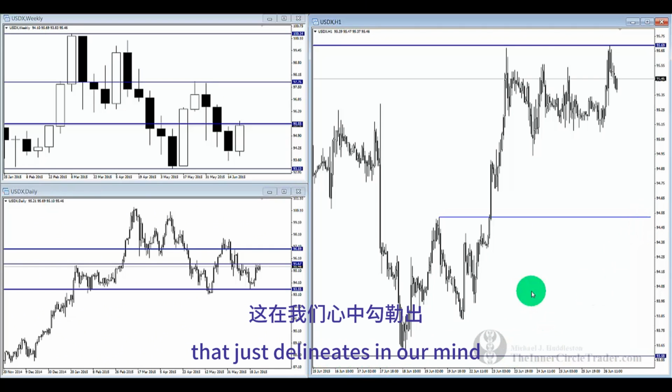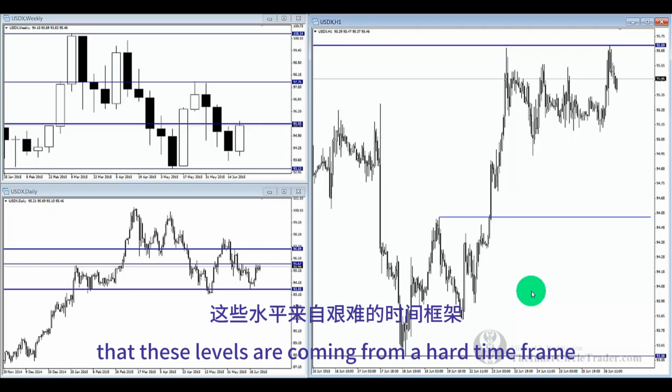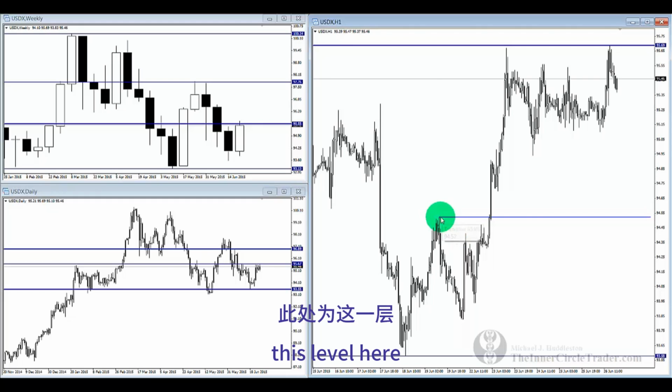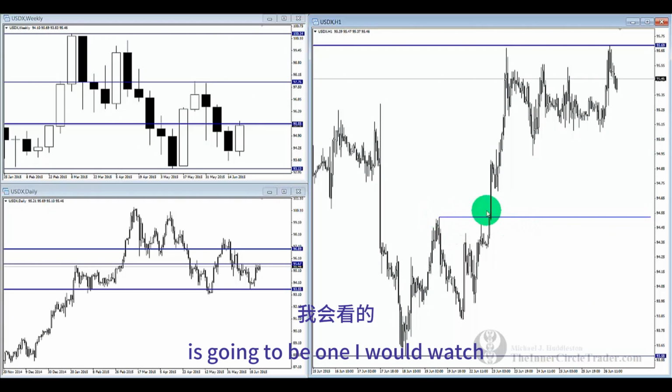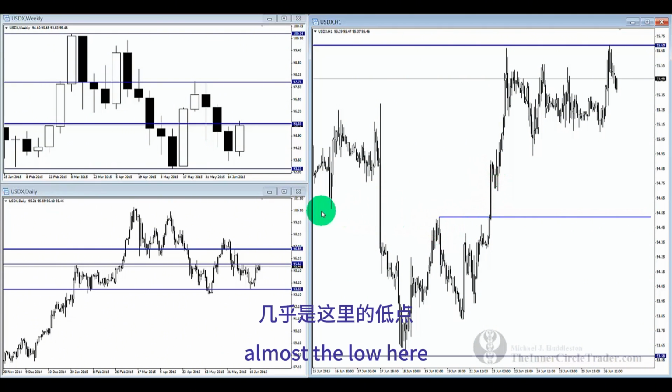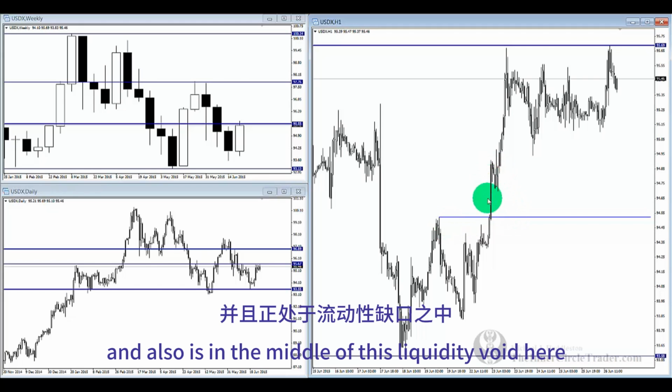That just delineates in our mind that these levels are coming from a higher time frame, so they're going to have a whole lot more influence. Okay, this level here is going to be one I would watch because it's basically an old high here, almost the low here, and also is in the middle of this liquidity void here.